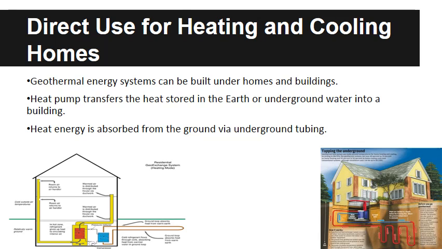Ground source heating and cooling uses a geothermal heat pump, which is basically a highly efficient renewable energy technology which takes advantage of the constant temperature of the earth beneath the surface. So this heat pump is able to transfer the heat stored in the earth or the underground water into a building during, for example, the winter, and transfers it out into the ground during the summer. So essentially the heat pump is able to heat and cool homes.